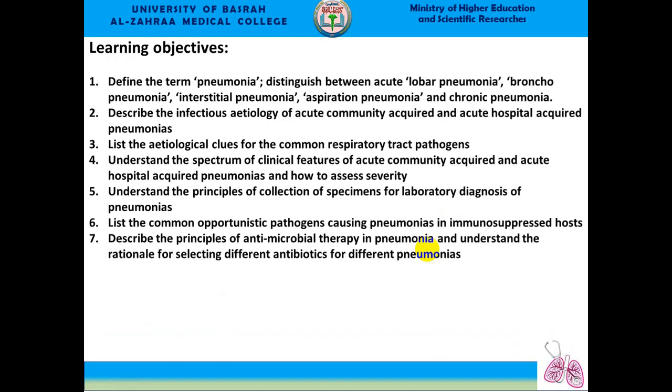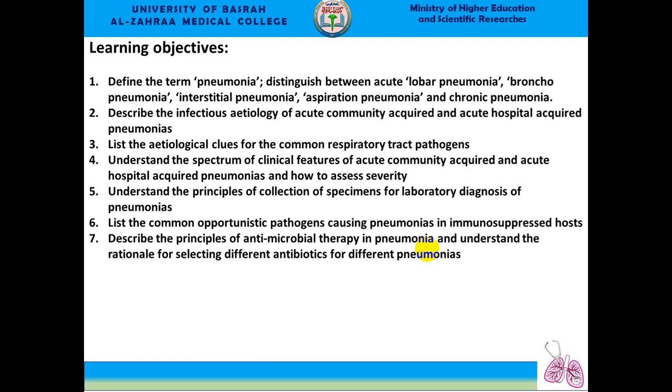So we have 7 learning objectives in this lecture. First of all, I will define pneumonia and distinguish between the different types of pneumonia. Then I will describe the infectious etiology of acute community-acquired pneumonia and acute hospital-acquired pneumonia. And then I will talk about the etiology of each of these and how we can identify the pathogen for each one. And then to understand the spectrum of clinical features of acute pneumonia and the principle of collection of a specimen for laboratory diagnosis.